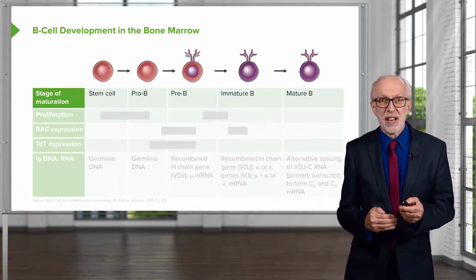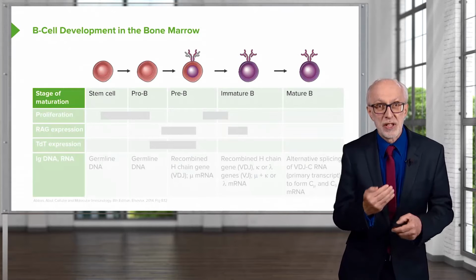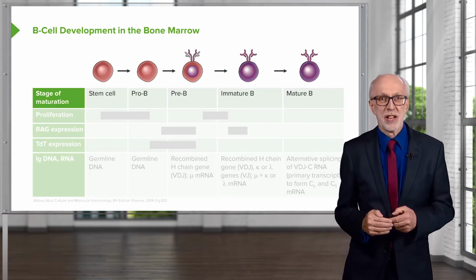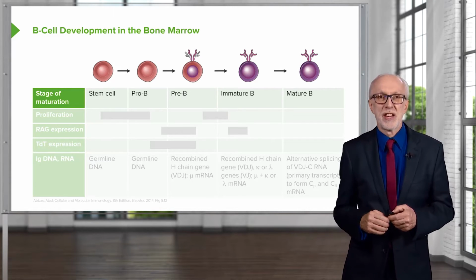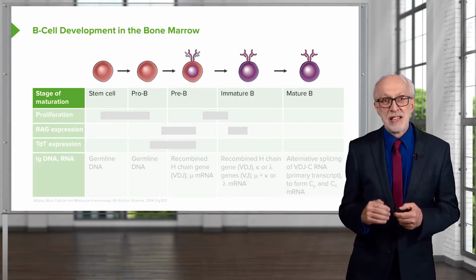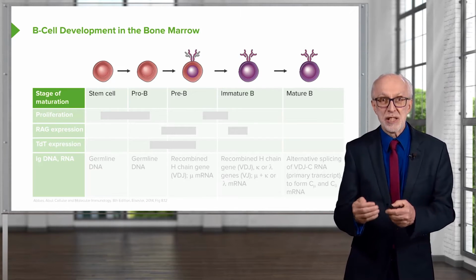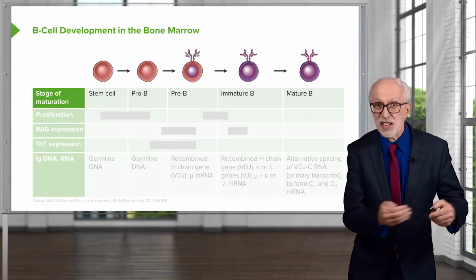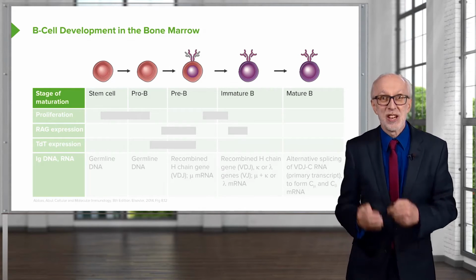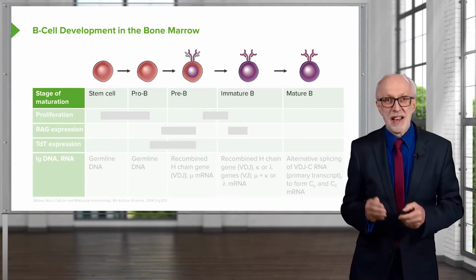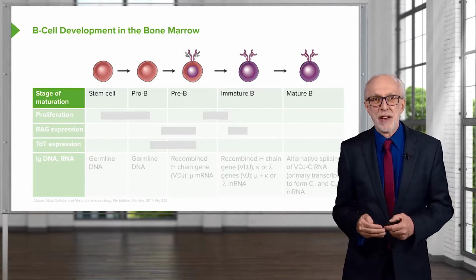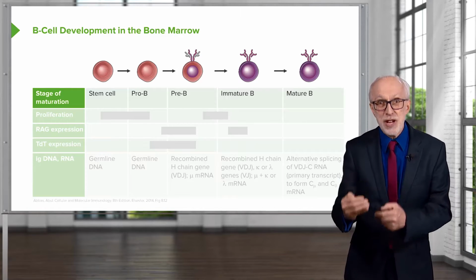So let's have a look at how B cell development in the bone marrow occurs and the stages in B cell maturation in the bone marrow. I've already mentioned they start off from hematopoietic stem cells. These develop into pro-B cells, those hematopoietic stem cells that instead of becoming a mast cell or instead of becoming a dendritic cell, those that are going to become B cells initially become pro-B cells. The next stage in their development is to become a pre-B cell.